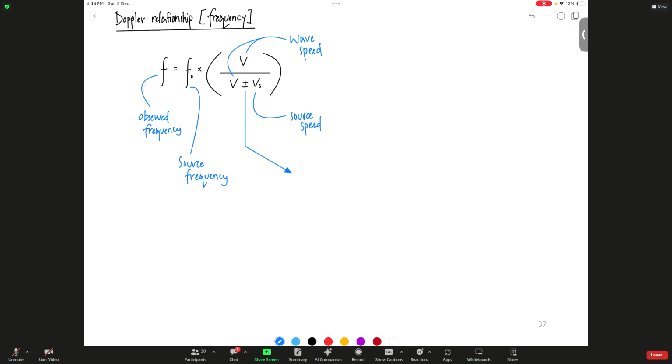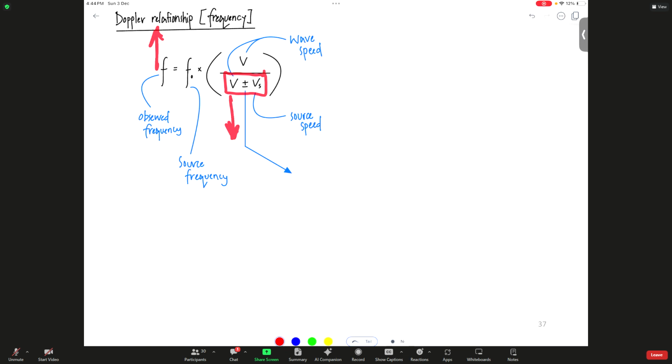So yeah, tell me something. I'll teach you a way of remembering, okay? If your object is moving towards you, would you expect your frequency to be higher or lower? Higher, right? So if my frequency is higher, can you tell me, do I add or subtract here? So do you know that for this to be high, the denominator has to be low, right? How do I make it low? By adding or subtracting? Subtracting, right?